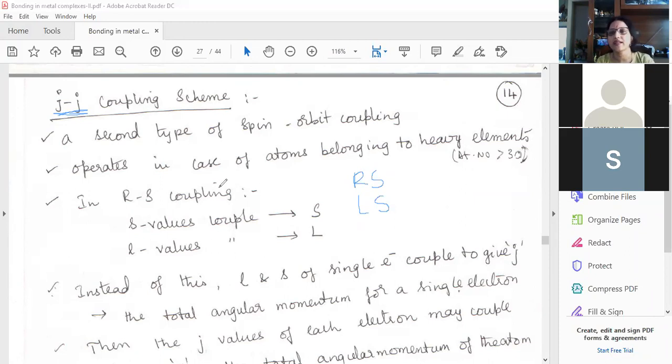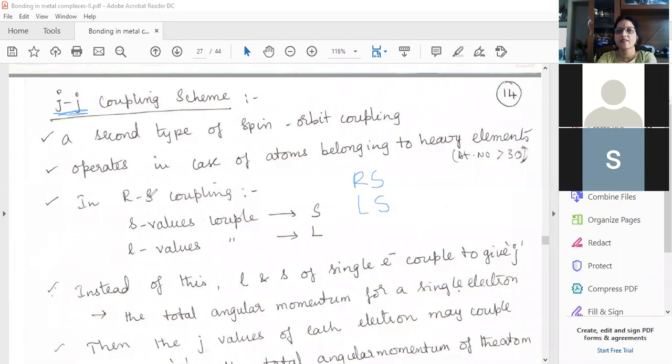First, let's remember what we did in LS coupling. We said that the s values of all the single electrons couple to give capital S, and all the small l values couple to give capital L. When these two couple, you get LS coupling. This operates for atomic number less than 30. When you come to jj coupling, this operates for atomic number greater than 30. So up to 30 you have LS coupling, and above atomic number 30 you have jj coupling, that is small j and small j.